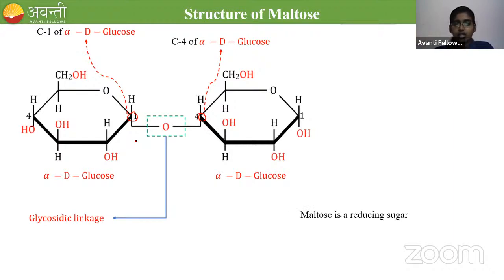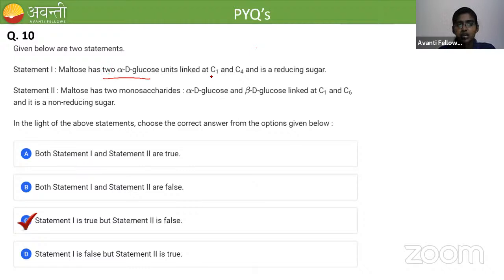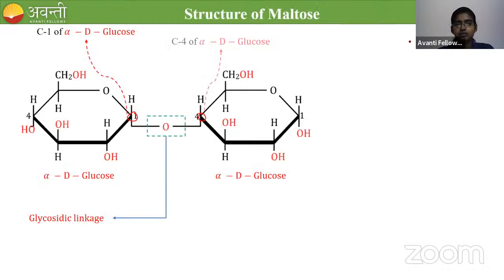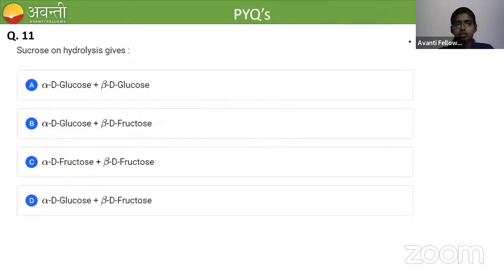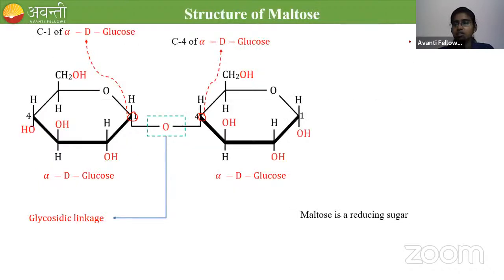Got it? So now you can relate it to the given statements. Maltose has two alpha D glucose units linked at C1 and C4, and it is a reducing sugar, which is the correct statement. The other units are wrong for maltose, and the non-reducing information is also wrong. The connectivity information is also wrong. So statement 1 is true and statement 2 is false. Clear? Shall I move on to the next question? Do we have any doubt here, Samriti? Shall I go with the next question?